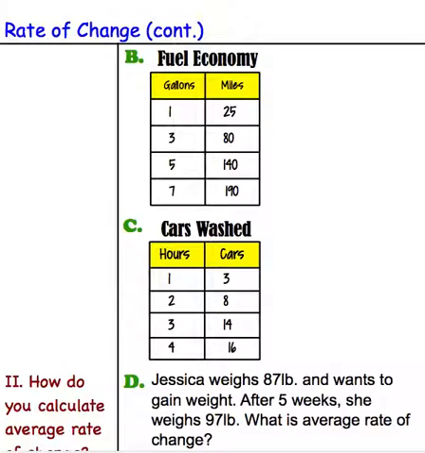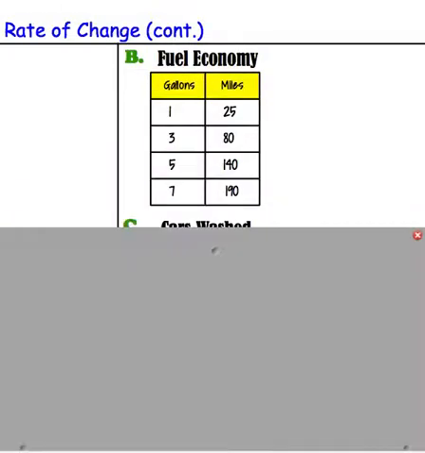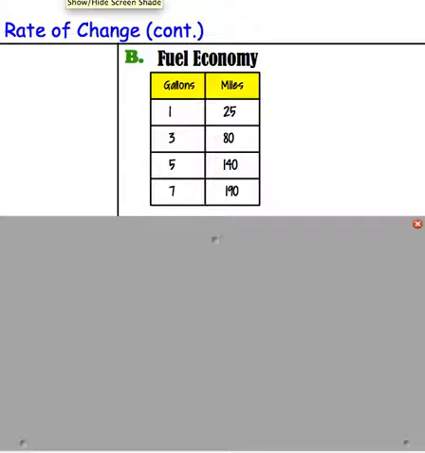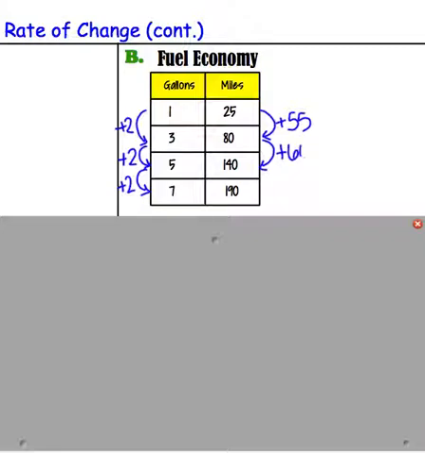I'm going to go ahead and put a screen up here so that we can look at one at a time. Here we're taking a look at fuel economy. When I take a look here, from 1 to 3, that's plus 2. From 3 to 5, that's plus 2. And from 5 to 7, that's plus 2. Well, that's helpful that those are the same for starters, although they don't always have to be. Here, from 25 to 80, that's plus 55. From 80 to 140, that's plus 60. And from 140 to 190, that's plus 50.